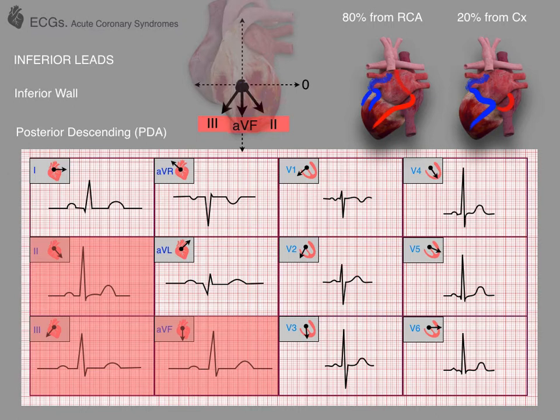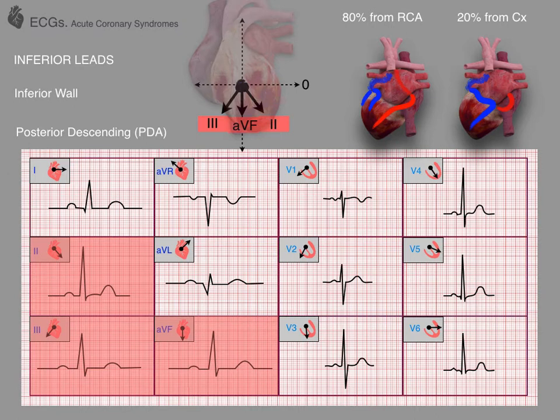And hopefully it seems fairly intuitive that leads 2, AVF and 3 are reading in that direction towards the inferior border of the heart. So these are the 3 leads in which you would see changes, particularly ST elevation, that show that there is ischemia of that inferior wall of the heart.